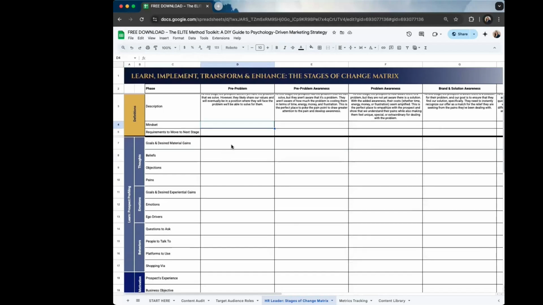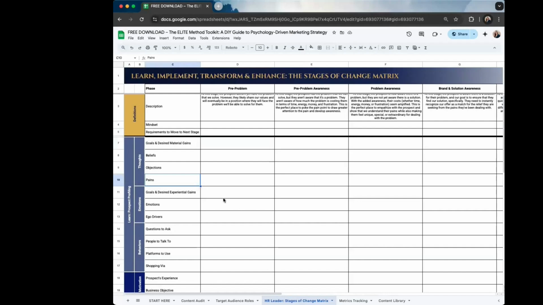Then think through, what are their desired goals? What are their goals and their desired material gains? What are their beliefs about your solution, about your industry, about your competitors? What objections do they have when they're at this stage of the buyer journey? And what pains are they suffering from?